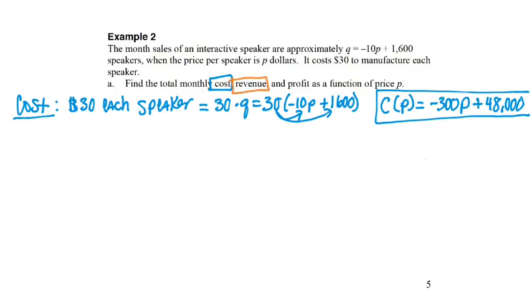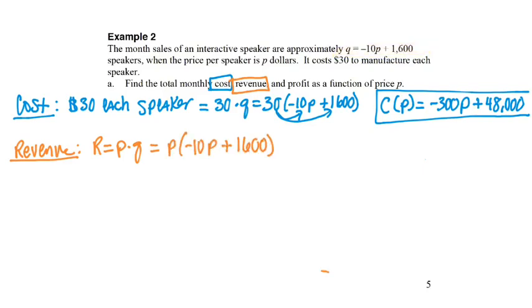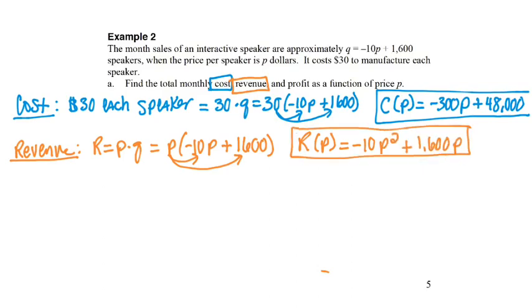Next, we were asked to find the revenue. And if you remember, revenue is price times quantity. P represented our price, Q is the number of speakers, and we're given a function for Q. So we need to, again, substitute that in for Q. This time we're distributing a variable instead of a number, and we get the revenue is negative 10p squared plus 1,600p.